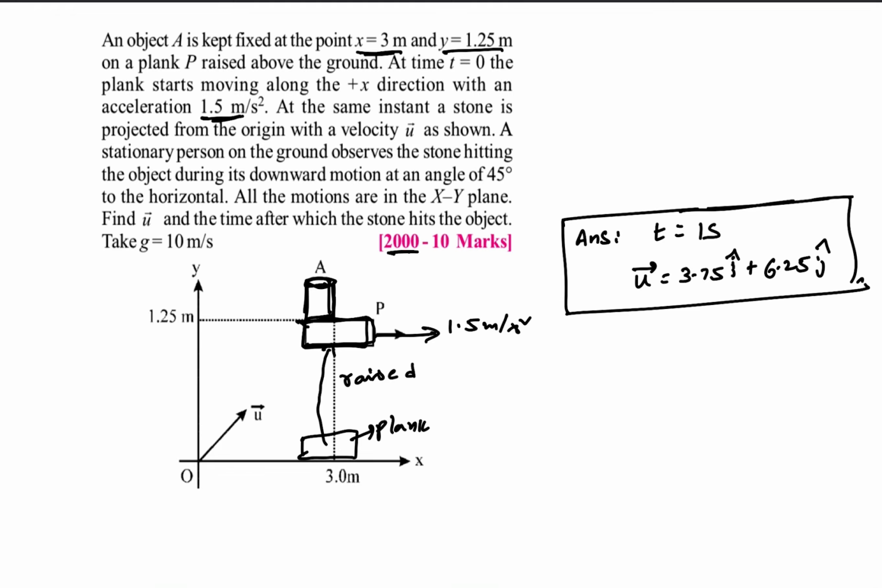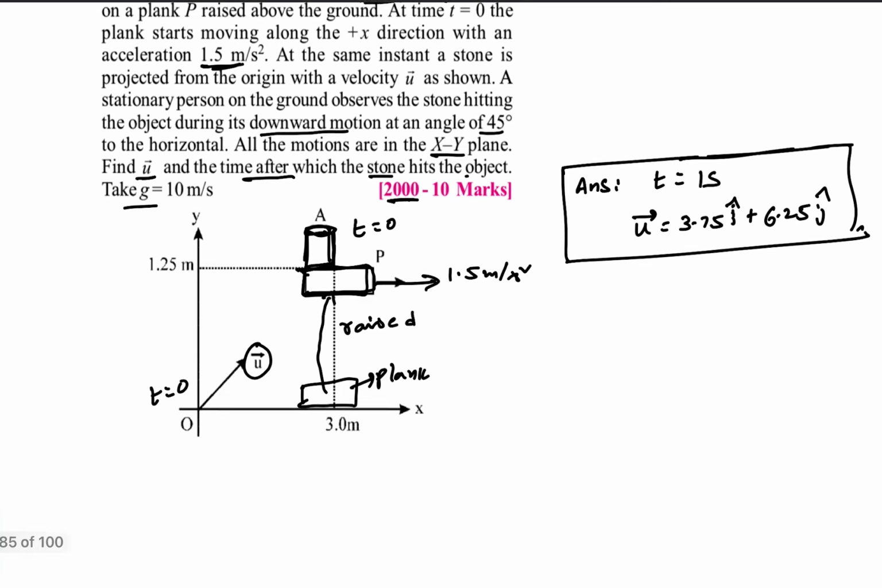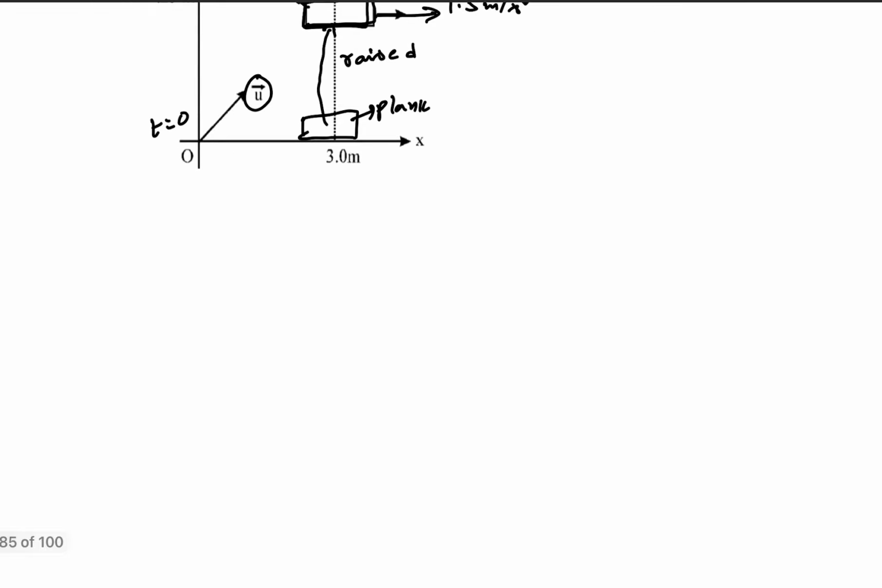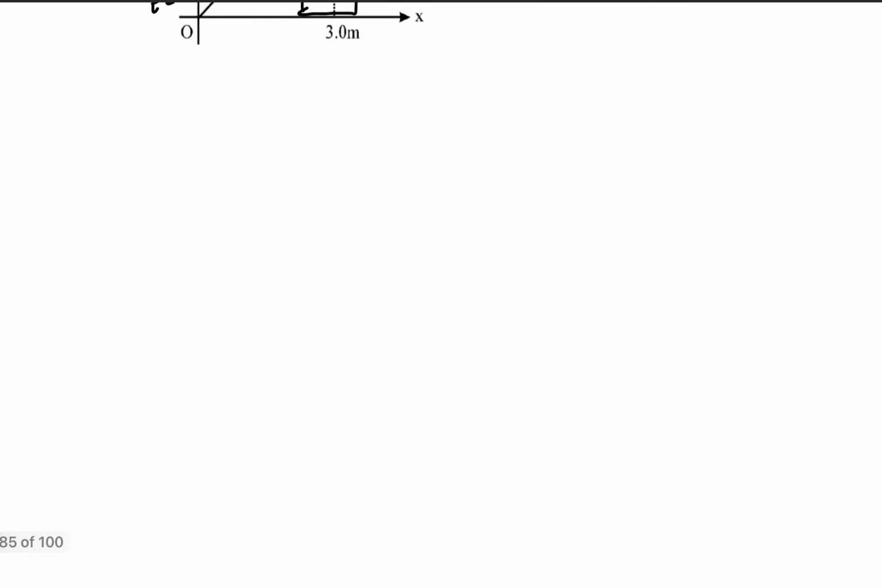At that instant, at t is equal to 0, a stone is projected from the origin with velocity u bar given. A stationary person on the ground observes the stone hitting the object during its downward motion. All the motions are in the xy plane. Find u bar and the time after which the stone is hitting the object. Now I will draw the diagram. You can see first.